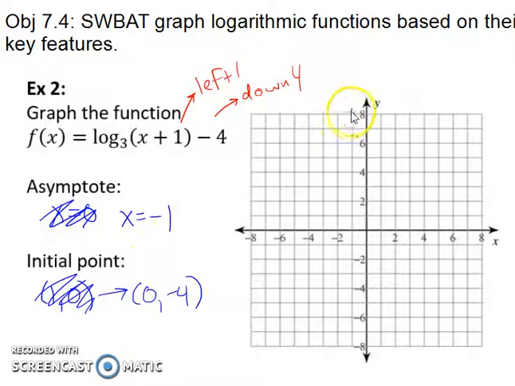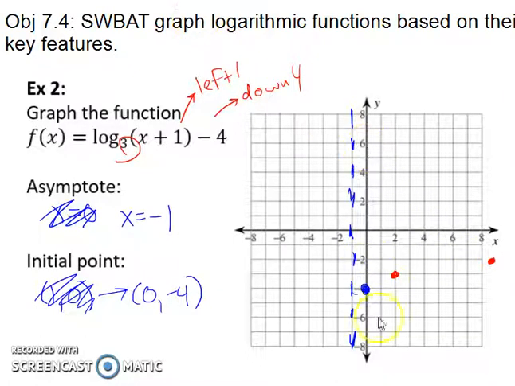So my asymptote is that x is equal to negative 1, so that's a little bit to the left. And then our initial point is at 0, negative 4, so that's down on the y-axis. And then we just use the base to get the next point. So if this is 1, the next point is going to be 3 because 1 times 3 is 3. Again, it's the same base as the exponent. Now, I'm not going to have space for it, but the next point will be 9 because 3 times 3 is 9, so that would be a little bit off the graph here.